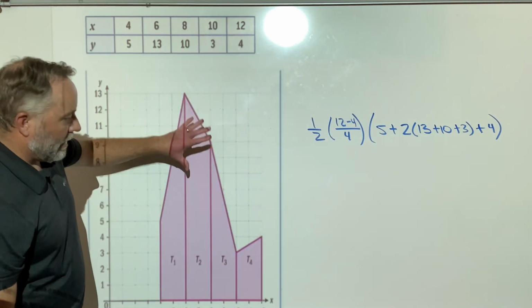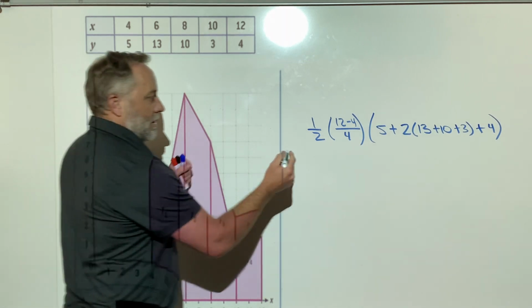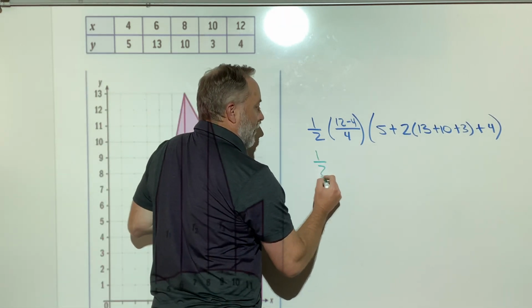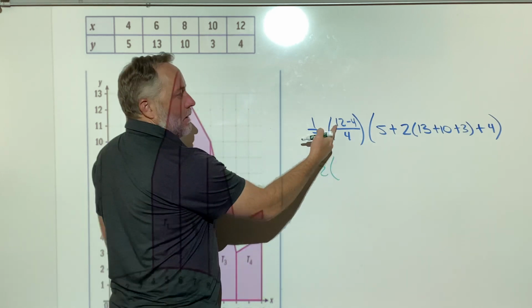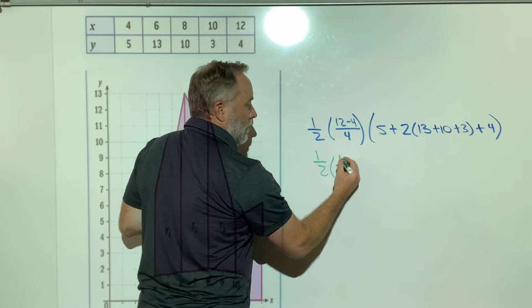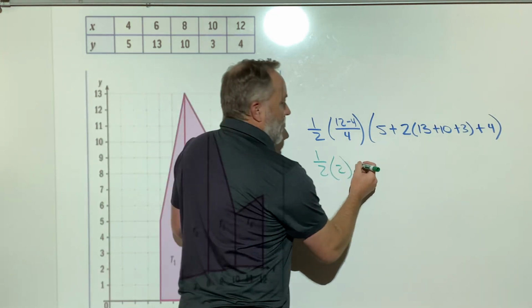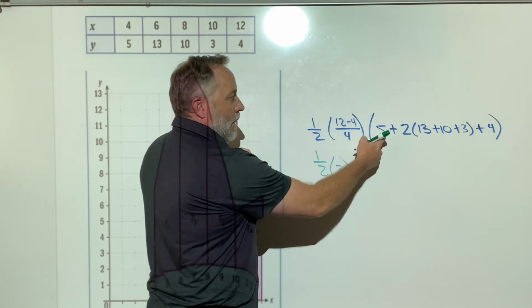But we were given a graph here. We could visually see that. That made it a little bit easier. But let's just do this calculation. 1/2 times, again, we've already done this, but 12 minus 4 is 8. 8 divided by 4 is 2. So that's just going to end up being 1. But then we can clean this up. We can use a calculator if we need to. But let's just show this.